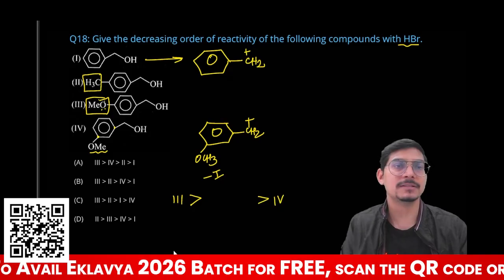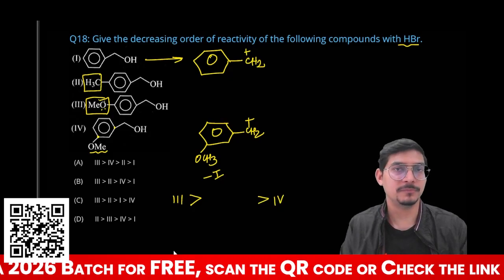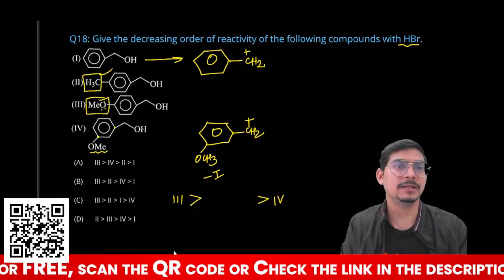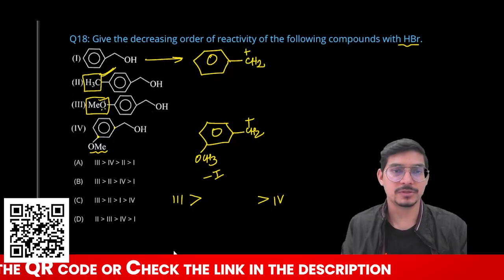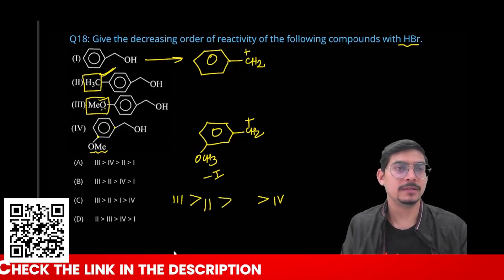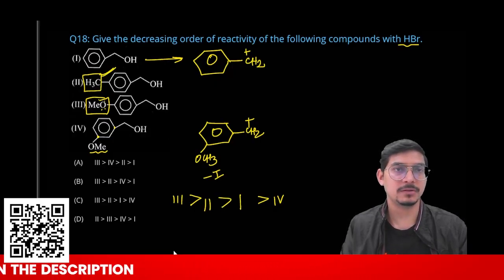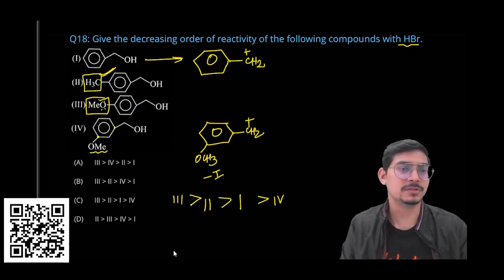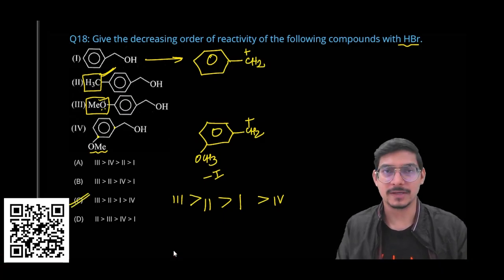Out of first and second, which would lead to the formation of a more stable carbocation? As we discussed, methyl shows inductive and hyperconjugation effect. So second, and then we have first. So the correct order of the reactivity of these compounds with HBr is third, second, first, fourth, which is option C in this case being the correct answer.